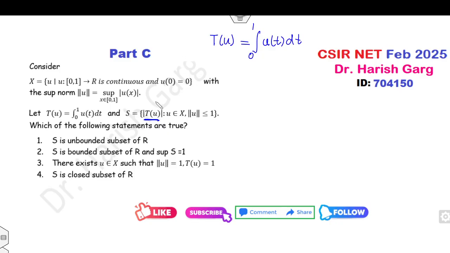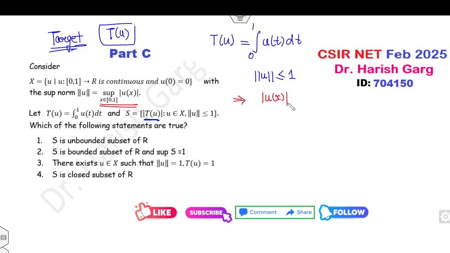So your target is to calculate S. S means your target is to calculate the images T of U, where U ranges over the collection with norm of U less than or equal to 1. What is the norm of U? The supremum of this. That means the absolute value of U of X is less than or equal to 1. Fine. That means minus 1 is less than or equal to U of X is less than or equal to 1. Then I need the target, T of U.